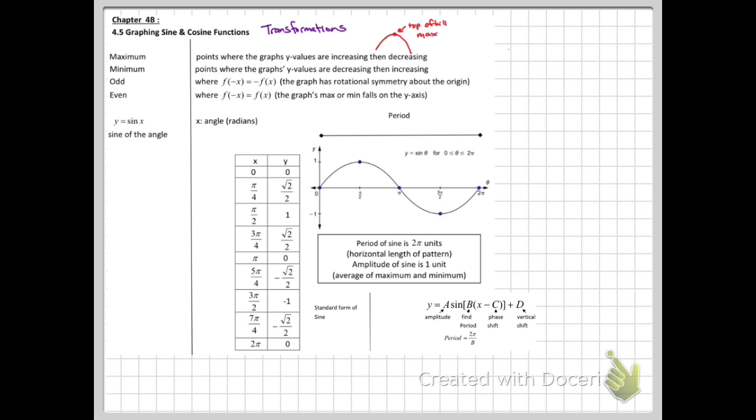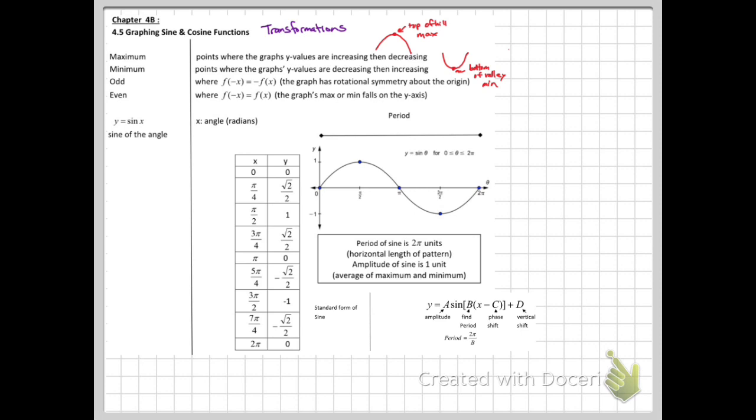And then minimum says y's are decreasing and then they start increasing. So the minimum is here. We call that bottom of a valley. And again, it's relative. So if you zoomed in really, really close and it looks like a parabola, that would be either a max if it's top of the hill or a min if it's bottom of the valley.